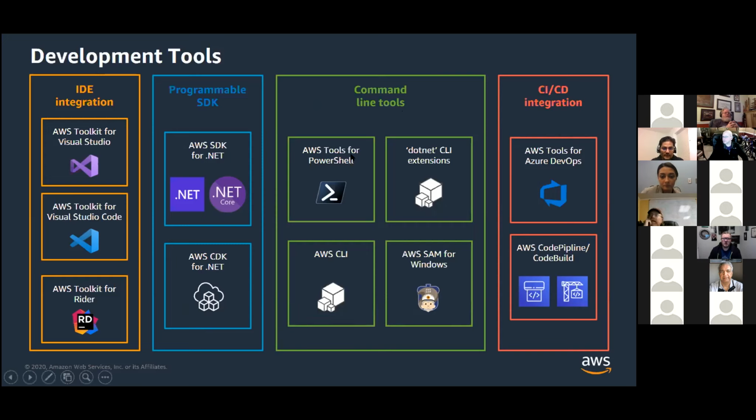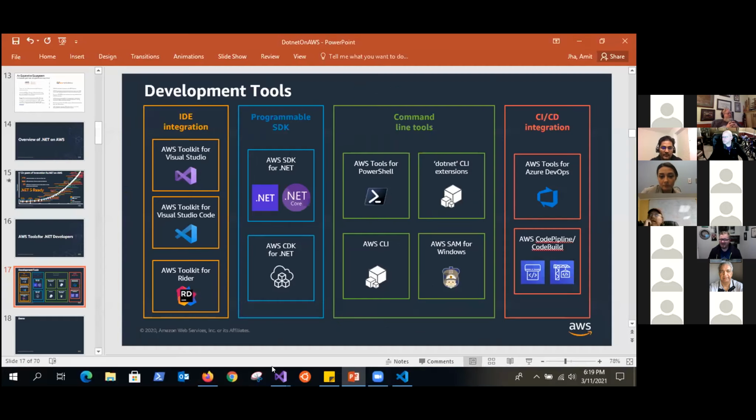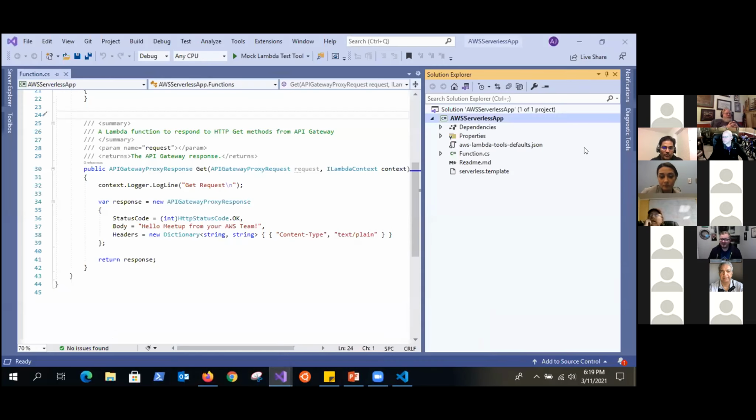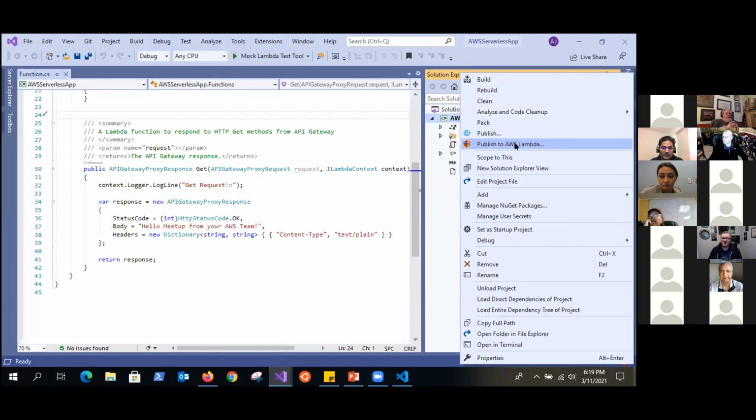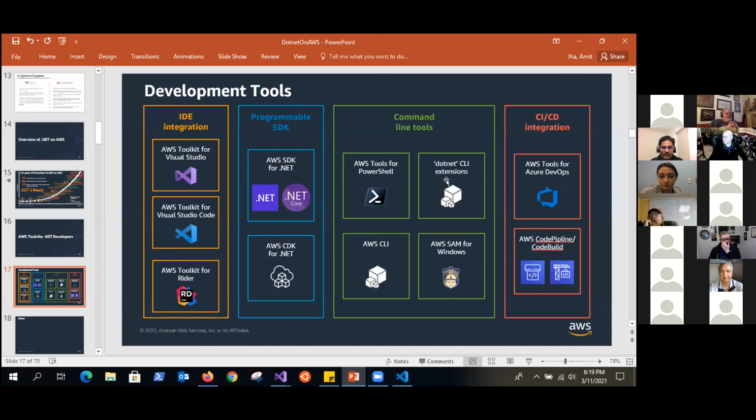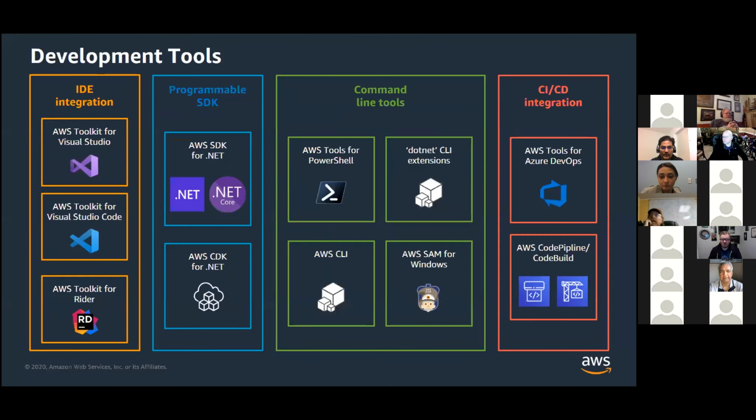These are typical standard AWS support. We have support for PowerShell, CLI, .NET CLI extensions. Once you have the CLI extensions, you're getting the same set of functionality that you get inside Visual Studio, like the one which I mentioned. Publish or create is available via the CLI extensions on the command line.